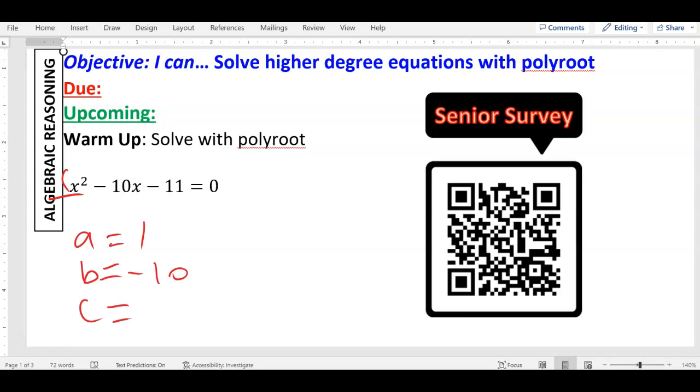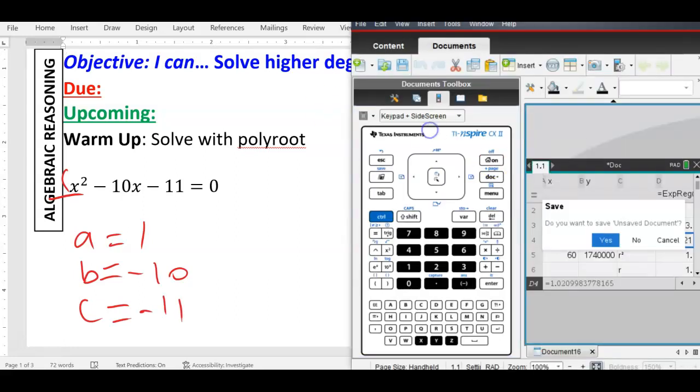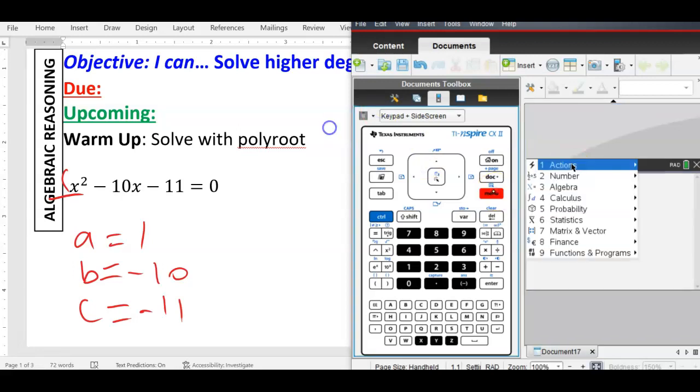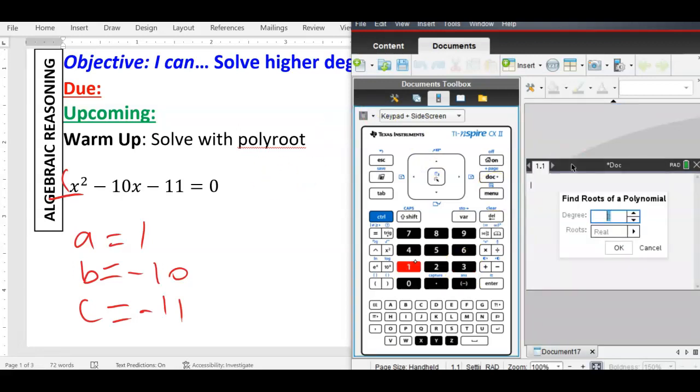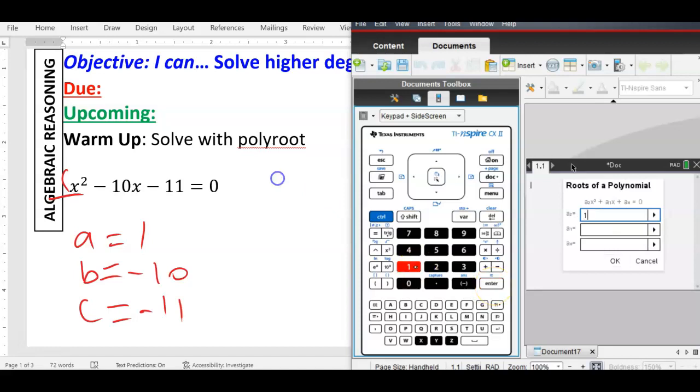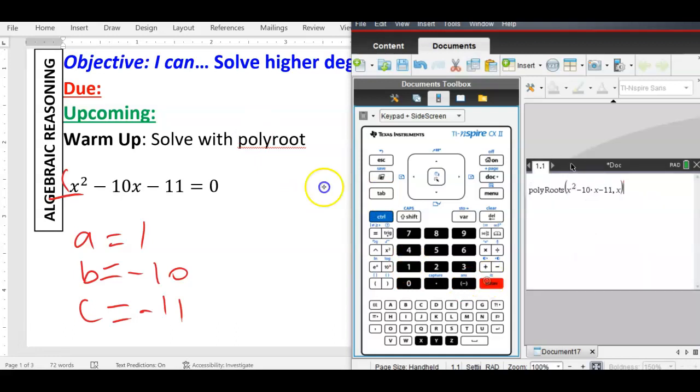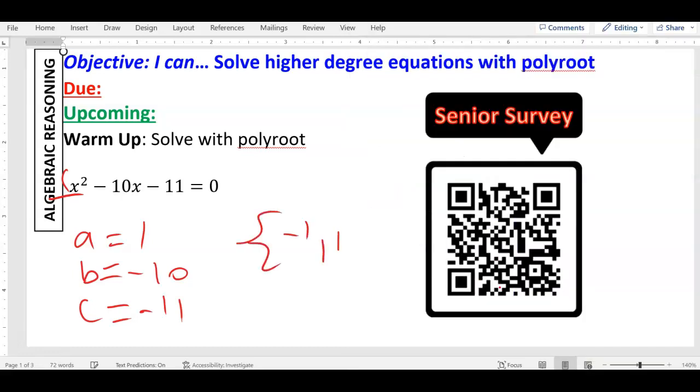Take it out. Hey, what's C? Okay. Now, can you take that and go into new document, don't save number 1, menu 331, hit enter, type in 1, tab, -10, tab, -11, hit enter 3 times and get your 2 answers, -1 and 11, right? You should have done that yesterday on your quiz, and you should have done that on 7.5 and all that good stuff. But here we are today doing 7.6, right?